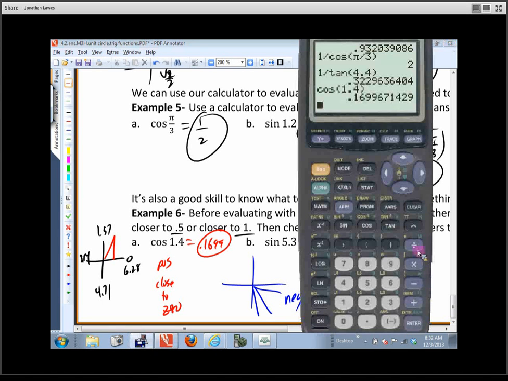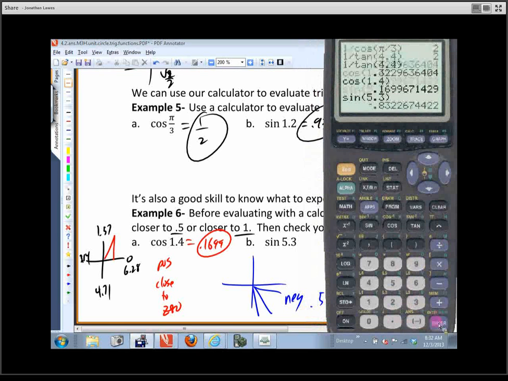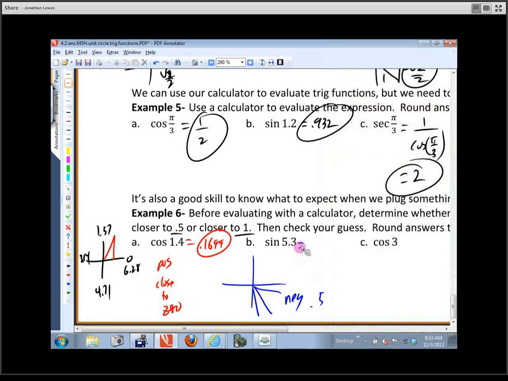Okay, again, we just want to have a good guess here. So we're going to do the sine of 5.3. Turns out it was closer to 1. But we'll go with that. Again, we're just taking a guess there. The important thing is that you make sure you know it's positive or negative. That's really important. Okay? All right.